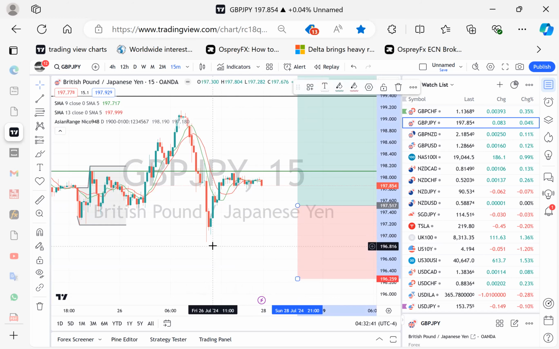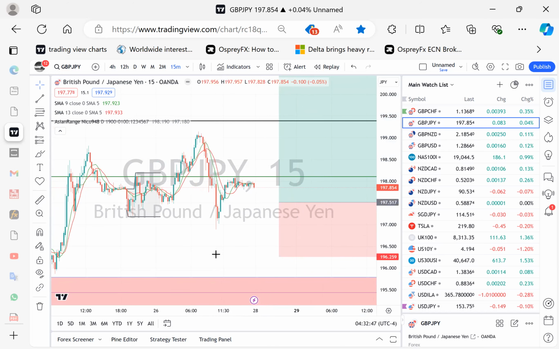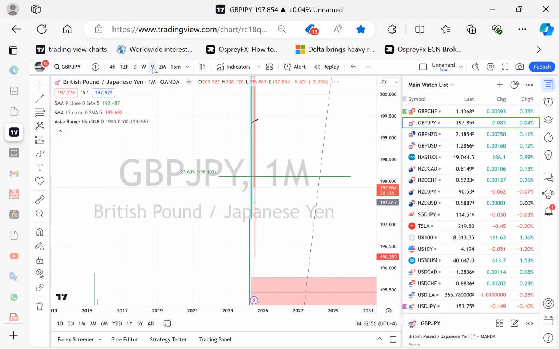You could hug your stop loss here. But in my opinion, this is such a big dealing range that I don't need to be greedy, right? And what do I mean by dealing range? Okay, let's talk about dealing range.